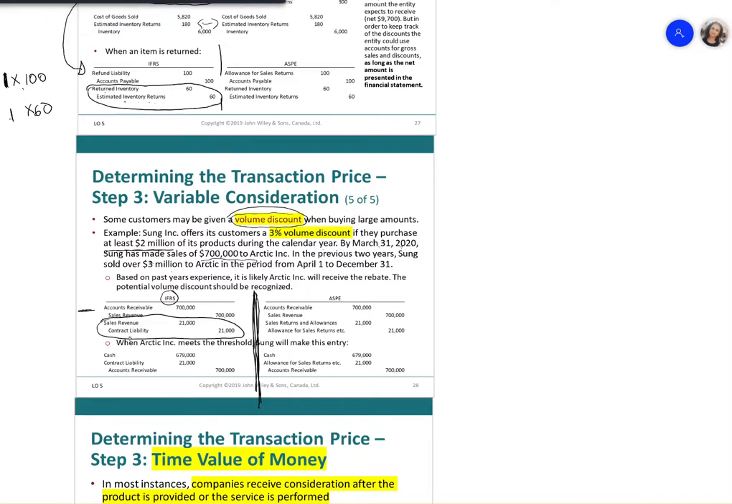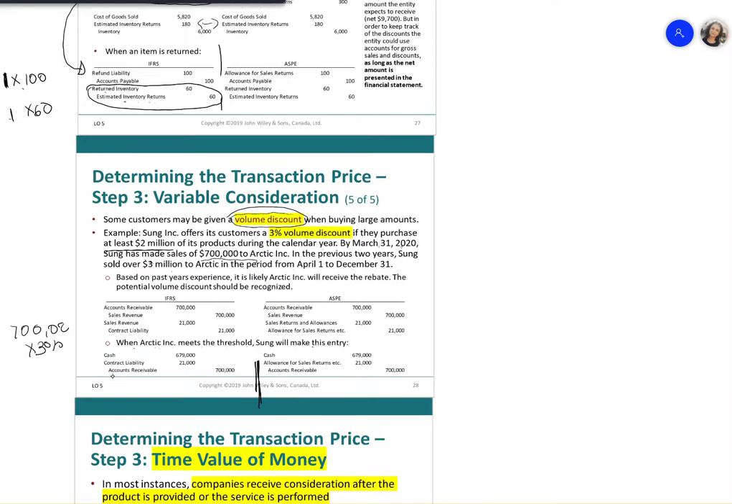So what we're recording is this 3% liability, because it's in the contract. We are providing them the volume discount. In this case, we cannot recognize all the revenue until the calendar year is over. When Arctech Inc. meets the threshold, Sung will make this entry.